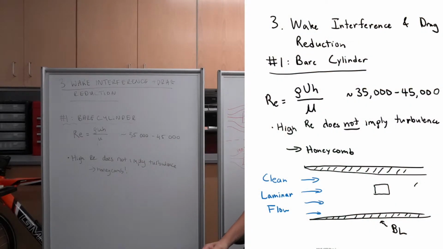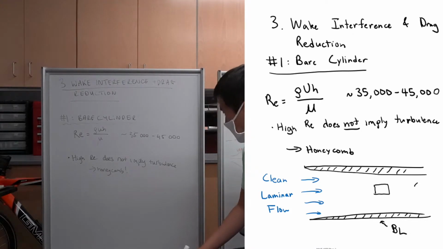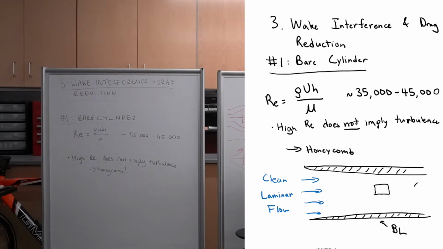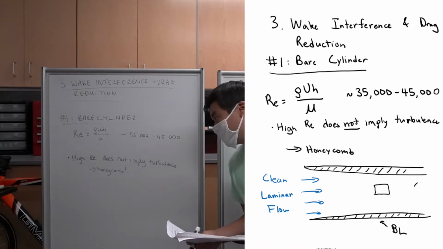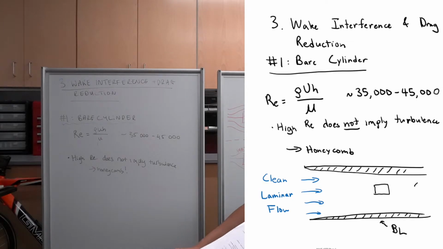It's equal to rho u h over mu, with rho being density, u being the velocity of the free stream, h being the height of the cylinder, and mu being the viscosity. And what you're going to end up finding is that the Reynolds number is going to be somewhere in the range of 35,000 to 45,000, which is a very high Reynolds number. But just because it's high doesn't mean it's turbulent. If you remember from our experimental method section, we have the honeycomb there, which lowers the turbulence intensity to less than 0.2%. So really the turbulence intensity is only going to be about 0.1, 0.2%.